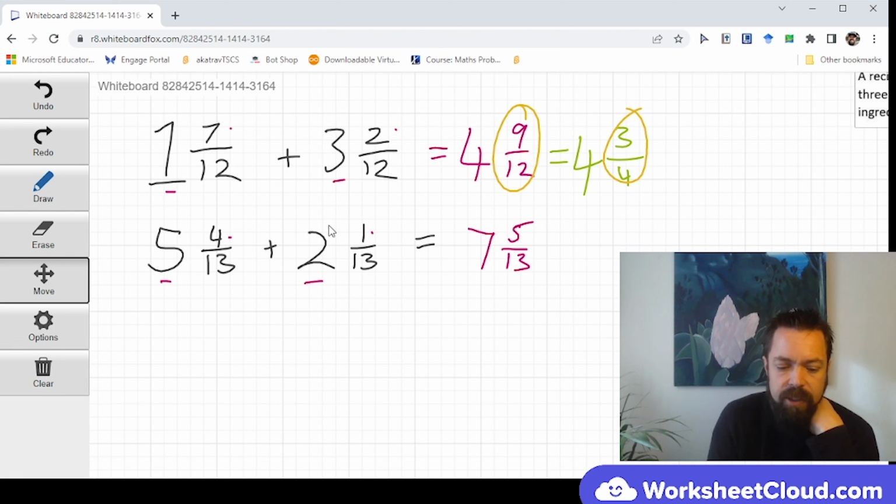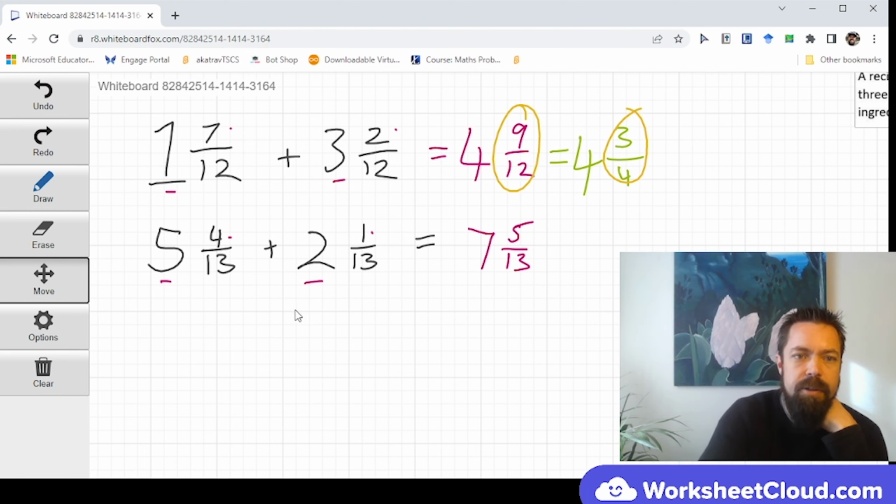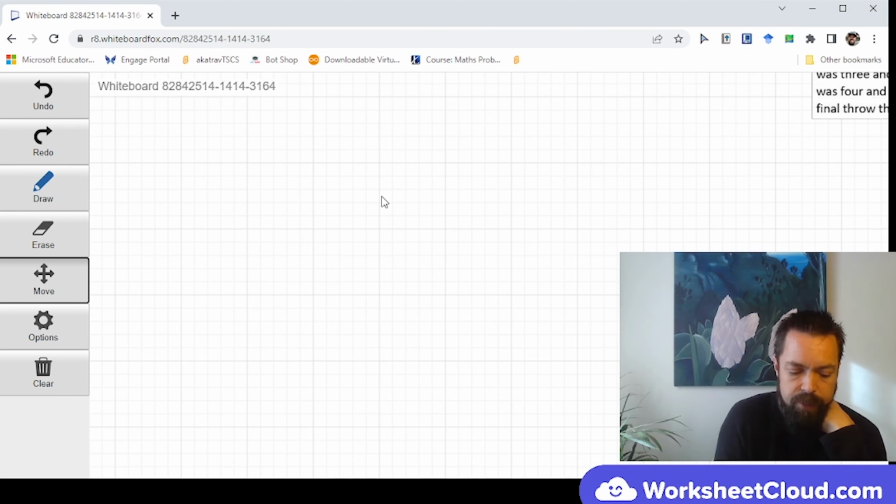Okay, let's have a look at slightly different ones. Let's have a look where we have to change one of the denominators. So shifting those ones out, let's look for the new ones.